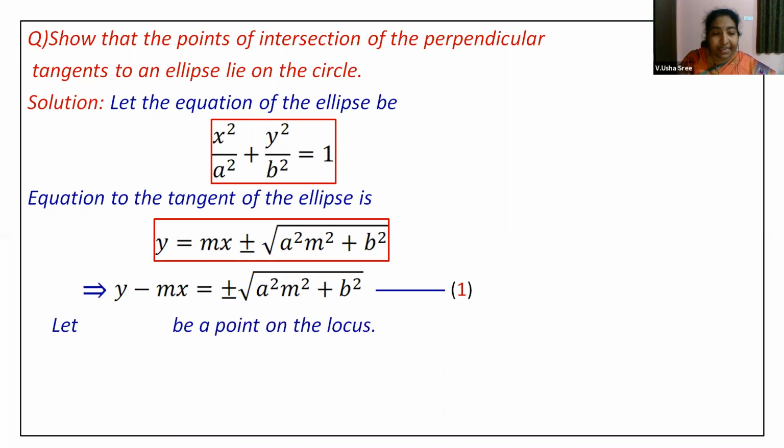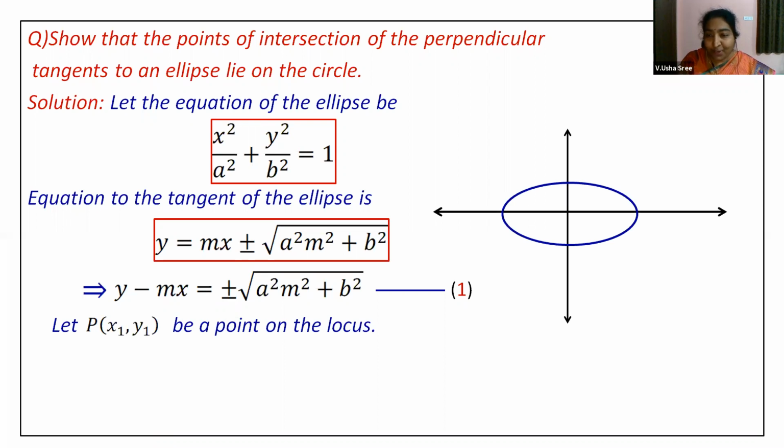Then we will take P x1 comma y1 be a point on the locus. Now, this is your ellipse equation with center 0 comma 0. Now you are taking a point P x1 comma y1. From this point, when you are taking the tangents, what type of tangents are they? They are perpendicular tangents. These two perpendicular tangents are meeting at one point at an arbitrary point P.